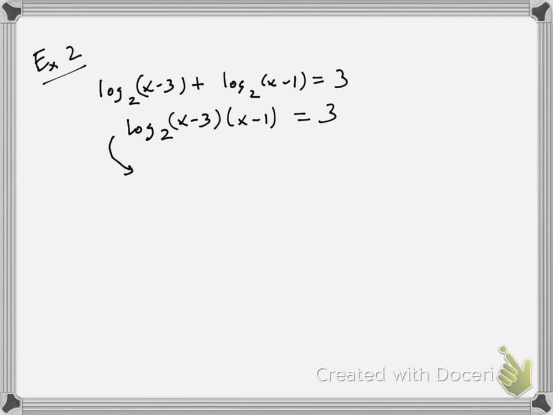Now, I can go to the second step by definition. This is what a lot of people forget. It's 2 to the third power is equal to this, x minus 3 times x minus 1. A lot of people write that as equal to 3, and that is not the case. You have to rewrite it by the definition of logarithms. So you have 8 is equal to, and I'm going to go ahead and multiply it because I know I have to.